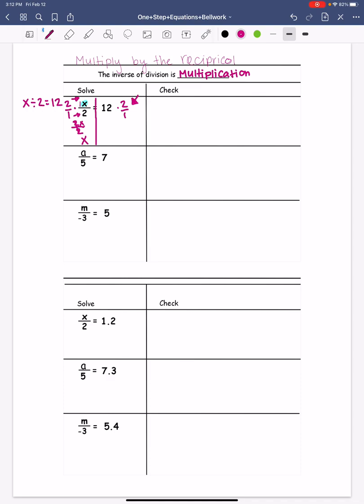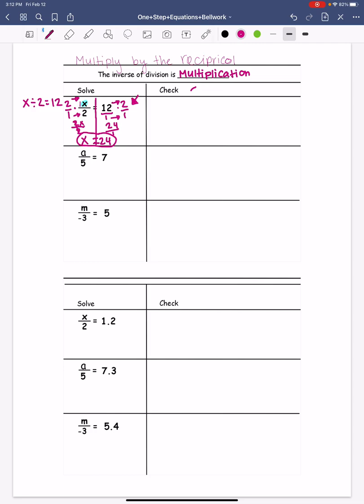But if you want to keep things as fractions, you can always change this into a fraction by making it 12 over 1. Means the same thing as 12. Any number over 1 is just itself. So I'm going to change them to a fraction just so we can see what it looks like and what's happening. But if you don't, that's totally fine. Now 12 times 2 is 24. And 1 times 1 is 1. So x equals 24.